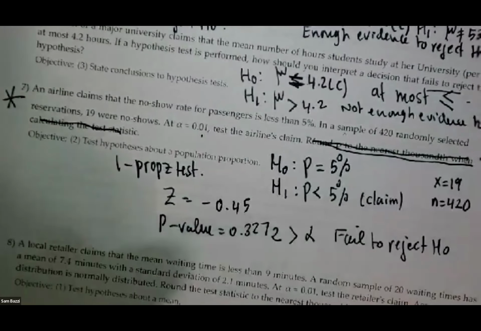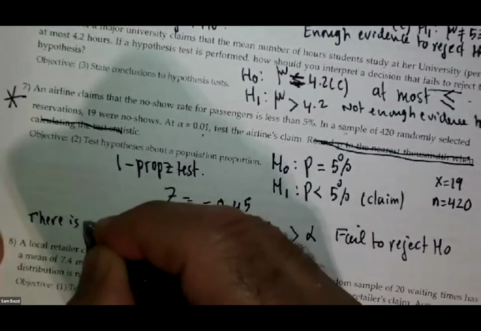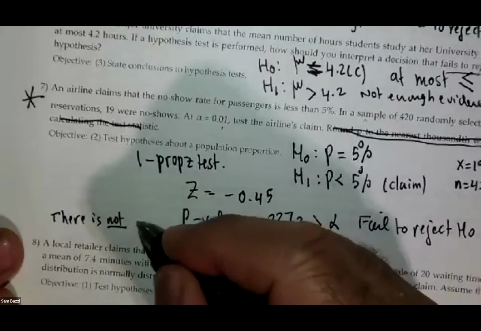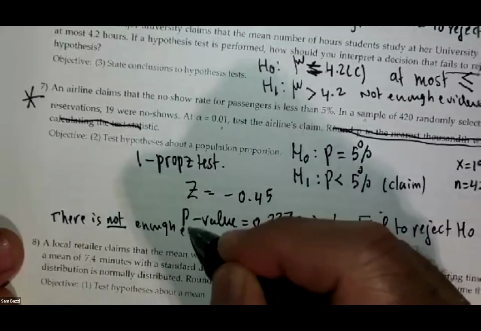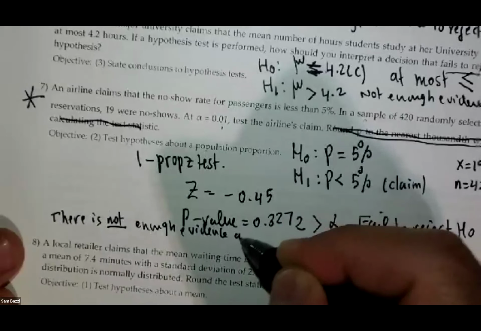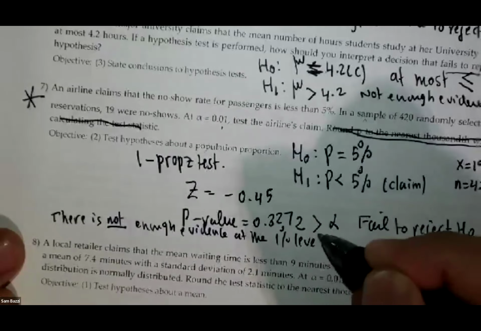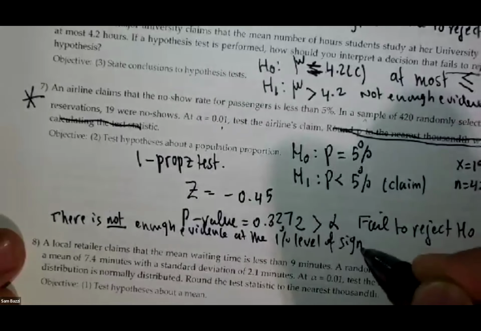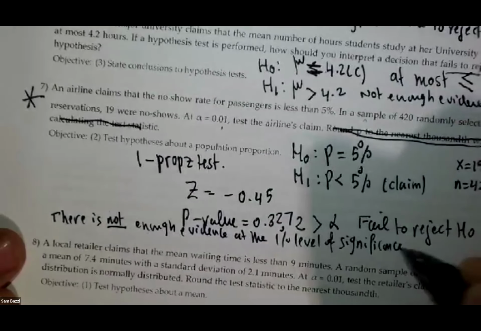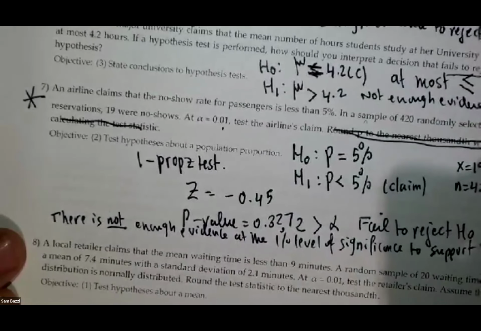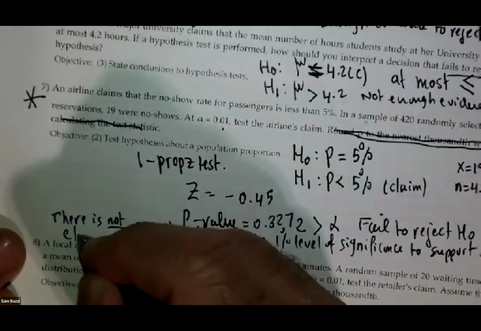If you fail to reject H0, how do you write the conclusion? Let me just write it down this time. There is not. When you fail to reject H0, you start with "there is not enough evidence at the 1% level of significance." What's the magic word, guys? Not reject, the word what? Support. To support the claim.